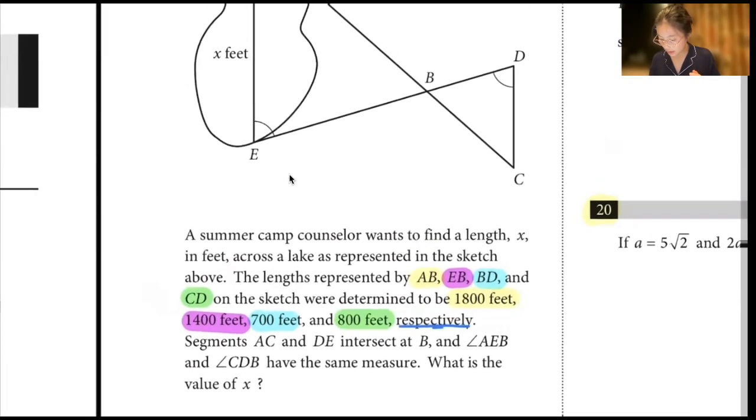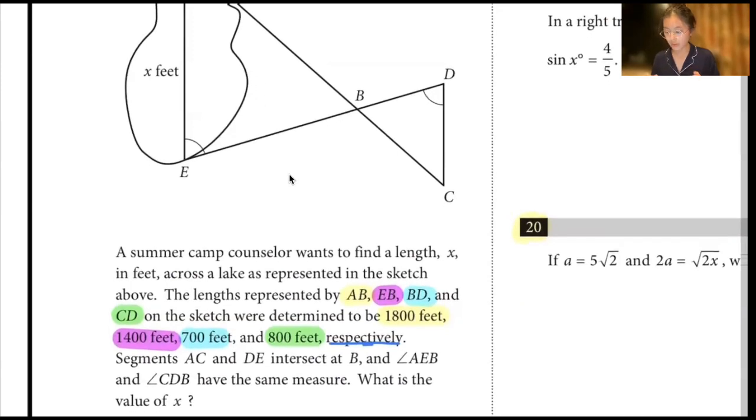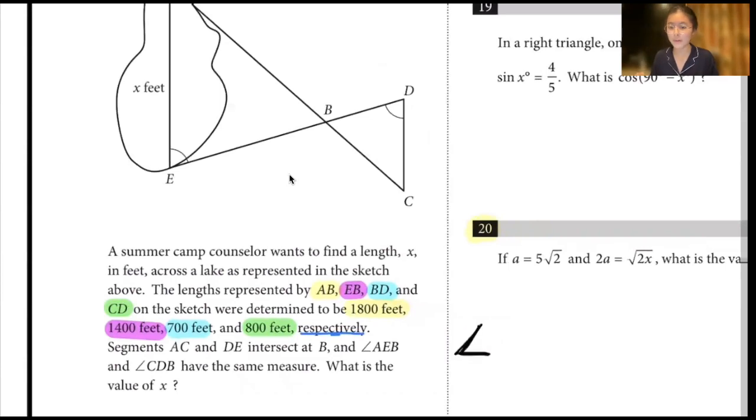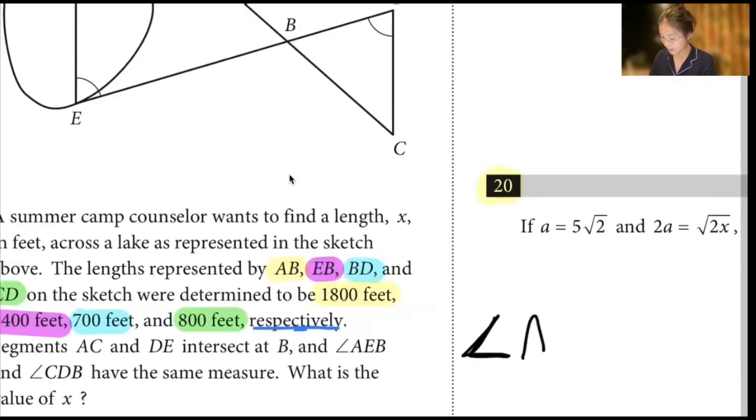Segments AC and DE intersect at B. So intersect means cross, all right? And angle AEB. This Pac-Man symbol shows angle, right? And it's not the angle A. So when it says AEB, it's actually talking about the angle E, the one that's in the middle. So think of it as a sandwich, and whatever's in between is the angle you're trying to look for.